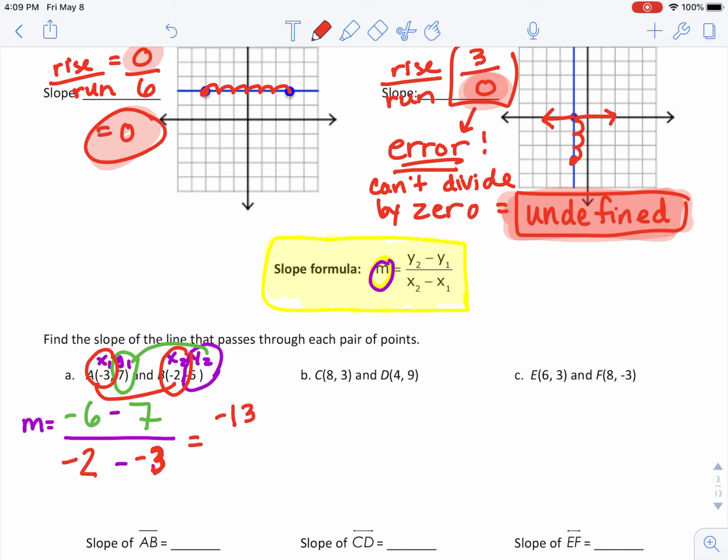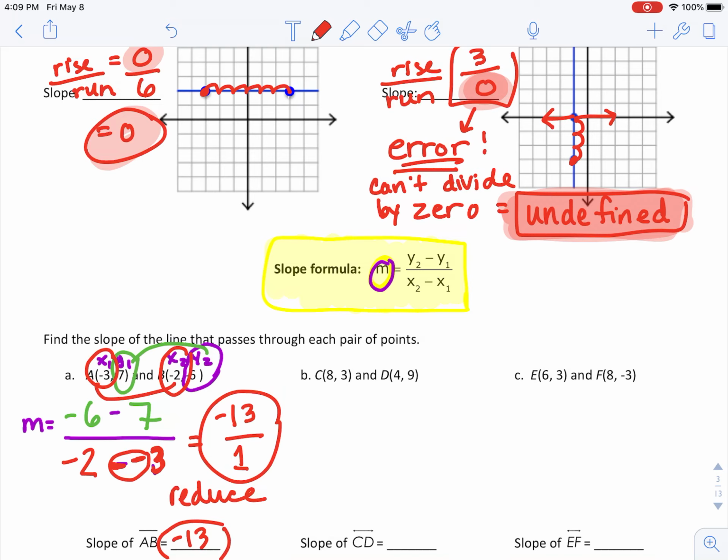-6 minus 7 is -13. -2 minus a negative. There is a double negative here, so you have to leave it double negative. Type it in your calculator, minus a negative, and that'll give you 1. And then I reduce my fraction always, and my answer is -13.